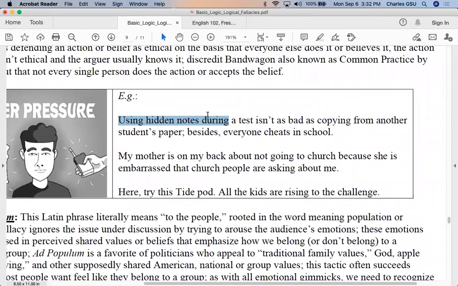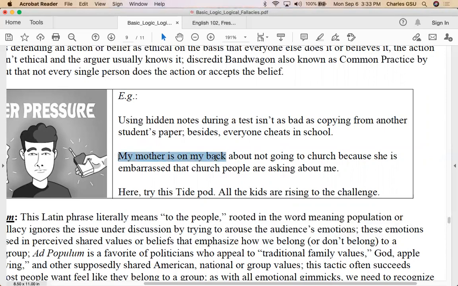So using hidden notes during a test isn't as bad as copying from another student's paper. Besides, everybody cheats in school. So first of all, this is an overstatement because it says everybody cheats. But even if it would say most people or virtually all people cheat in school, one, that's hard to quantify. How do you really know that? And two, that doesn't make it right. To give the biblical notion of, two wrongs don't make a right. It's not algebra.